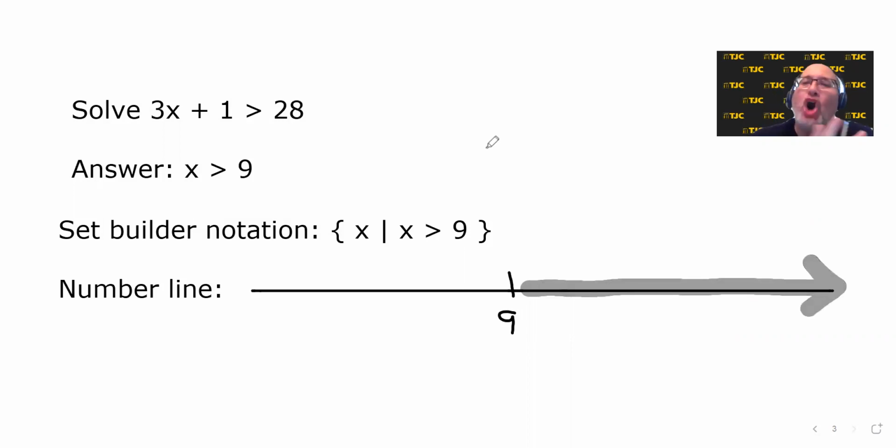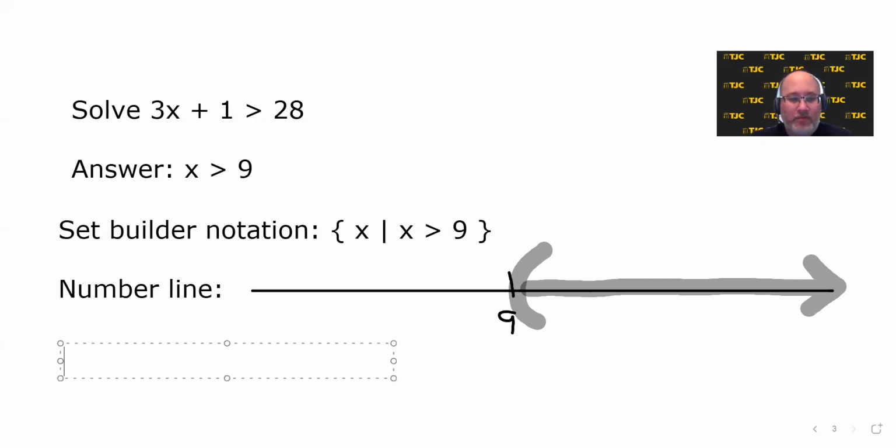But what would we put on the 9 to indicate that it is not part of the solution set, since it's x is greater than 9? When your inequality is strict, when it's greater than or less than, as opposed to greater than or equal to or less than or equal to, the symbol you put on the end point of the number line is a parentheses. And so as a number line, it would be open parentheses on the 9 and then shaded to the right forever.